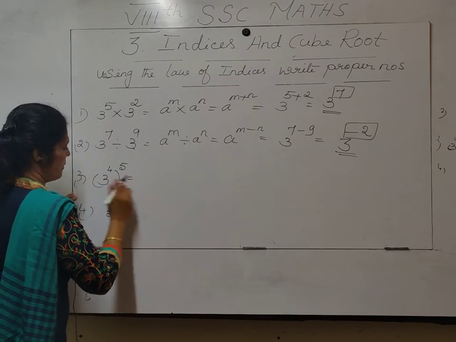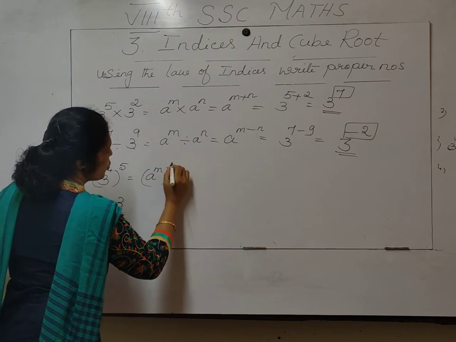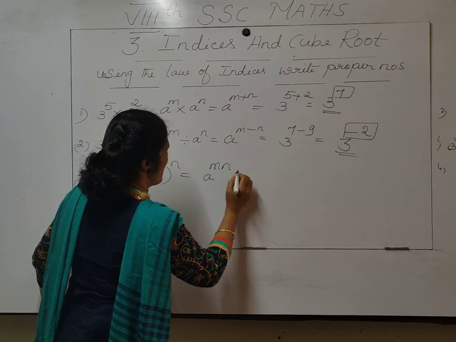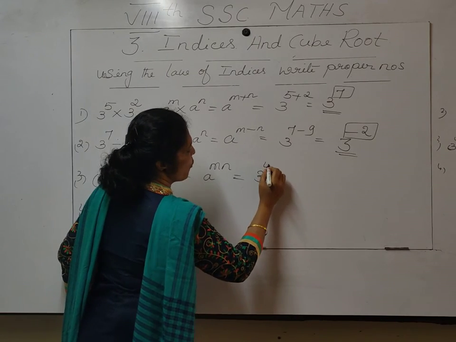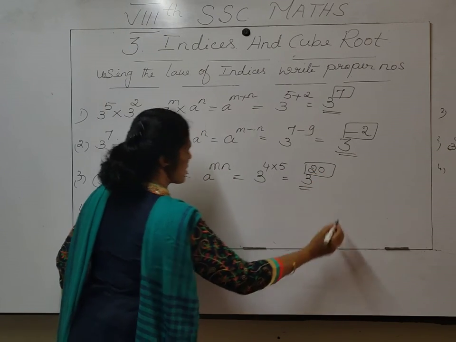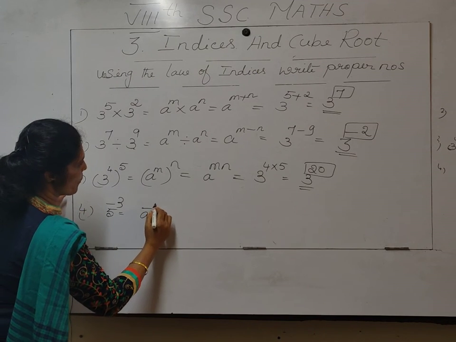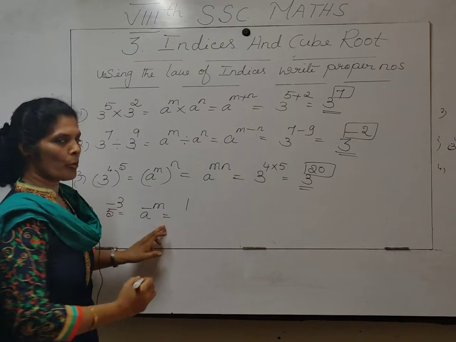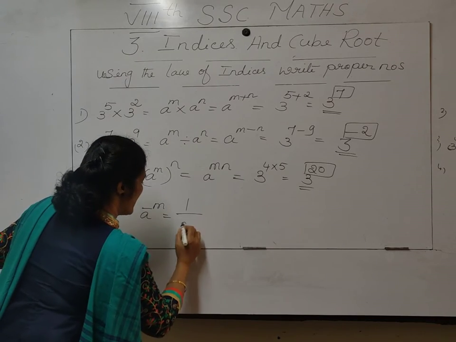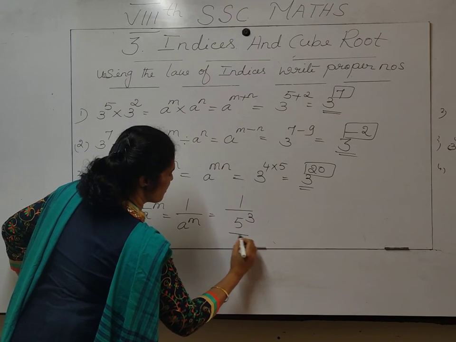Third sum, 3 to the power 4 whole power 5. इसका मतलब a to the power m to the power n. So a to the power m into n. 3 to the power 4 into 5, that is 3 to the power 20. This is your answer. Next one, 5 to the power minus 3, इसका मतलब a to the power minus m. a to the power minus m में तो क्या लॉ है? Law is 1 upon a to the power m, that is 1 upon 5 to the power 3.